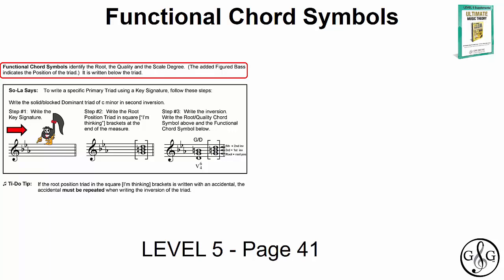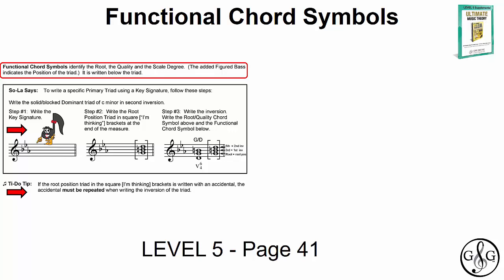Using a key signature, use the square brackets to write the root position triad and then write the inversion. Write the root quality chord symbol above and the functional chord symbol below. Now, Tito's tip says if the root position triad in square brackets is written with an accidental, the accidental must be repeated when writing the inversion of the triad.